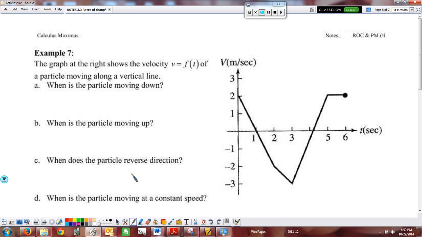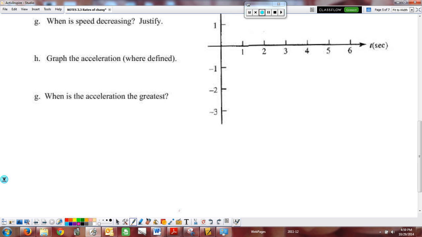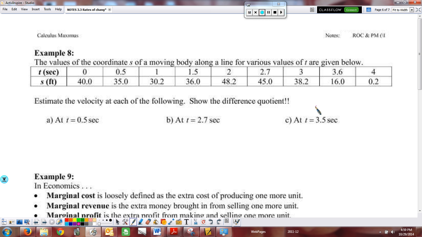So example 7, we have a velocity graph. So I'm still looking at it graphically in my rule of 4, but I'm giving you the velocity graph, which means that we're going to have different conclusions from this. All right? And then the next example that I do, I'm going to give you a table of values. So there I'm looking at it numerically.